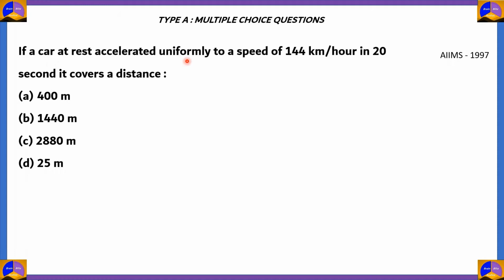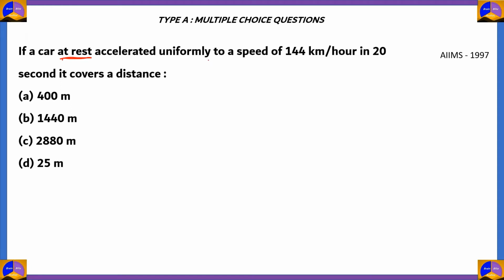If a car at rest accelerated uniformly to a speed of 144 kilometers per hour in 20 seconds, it covers a distance of 400 meters, 1,440 meters, 2,880 meters, 25 meters. Let's look at how we solve this question. So first things first, let's analyze the question so that we can write down the quantities. The first part of the question says if a car at rest.